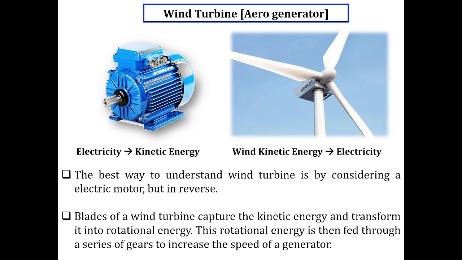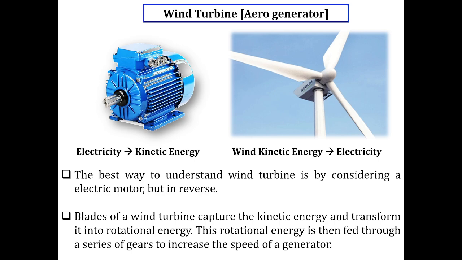The blades of the wind turbine capture the kinetic energy of the wind. This causes the rotor to rotate. The rotational energy is then transmitted through gears where necessary to increase the speed suitable for driving the generator. Therefore, the energy conversion is wind kinetic energy to rotational energy to electrical energy.